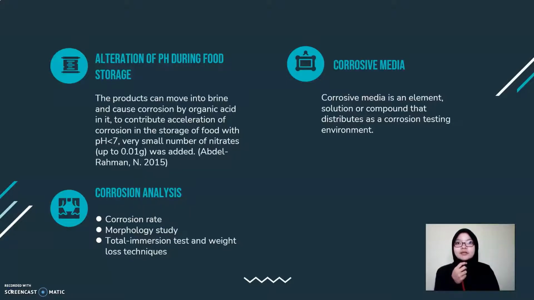Corrosive media. Corrosive media is an element, solution or compound that is used as a corrosion testing environment. The reaction of different materials depends on the type of media present. Next is corrosion analysis. Corrosion rate. The rate of corrosion is the rate at which any metal deteriorates in a specific environment. Morphology study. Morphology is the shape and size of a line, region, or volume, the composition or topography of a surface, the behavior of a crystal, and the arrangement of phases in a system.